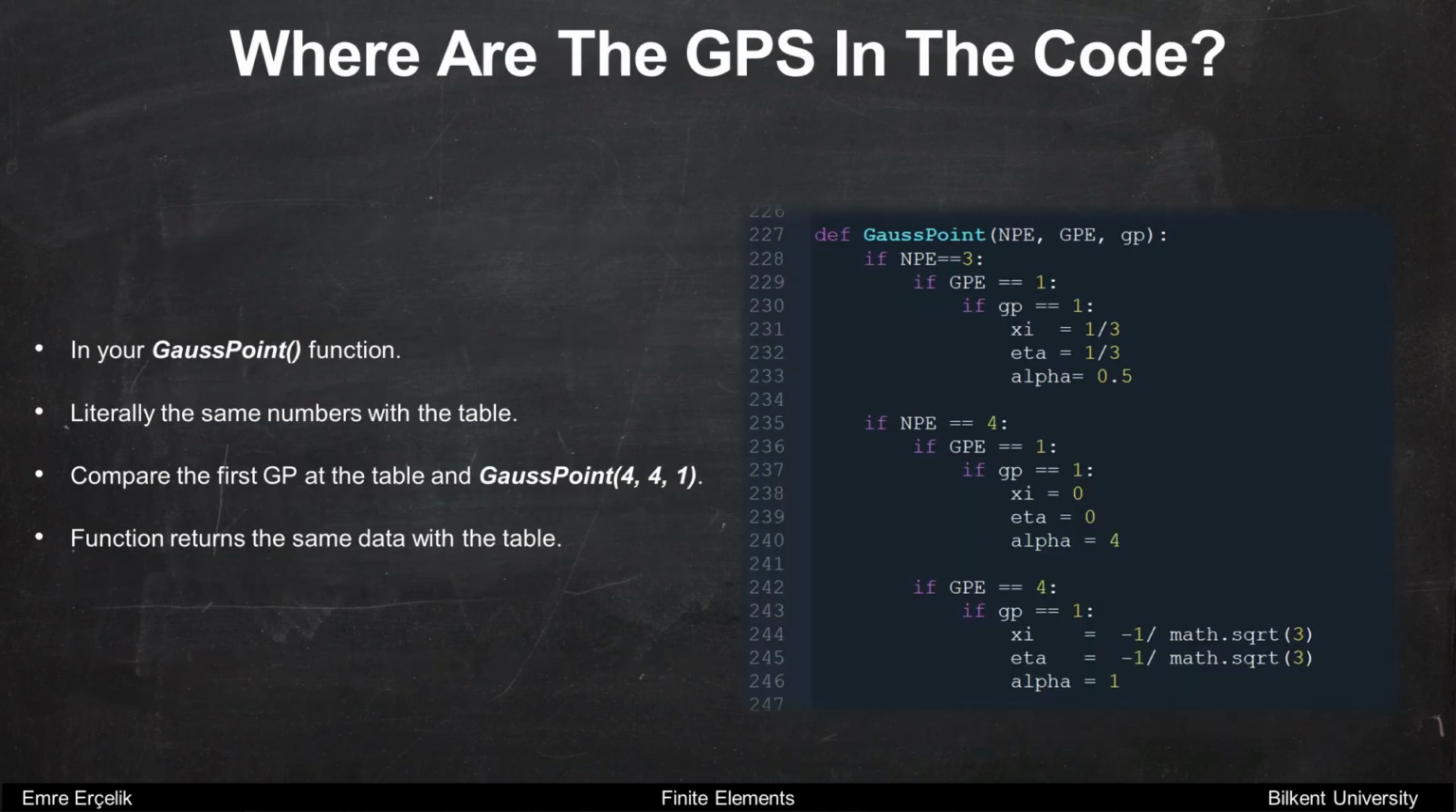Where are the Gauss points in the code? The Gauss points are stored in the Gauss point function. This function stores literally the same numbers as the table. You can compare the first Gauss point and the Gauss point function, as you can see. The function just returns the same data as the table. The aim of this function is to get a specific Gauss point's data.